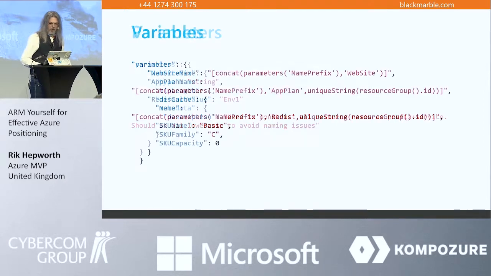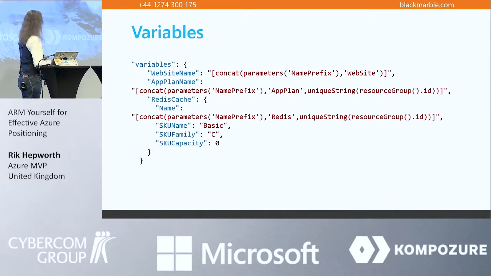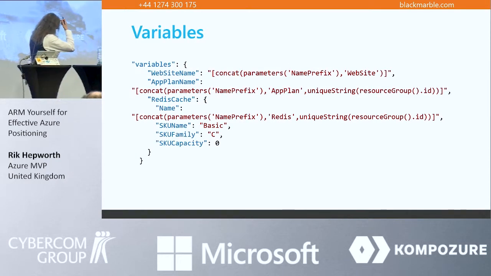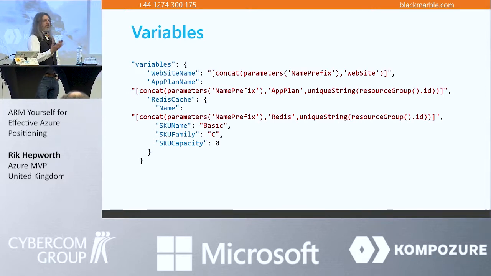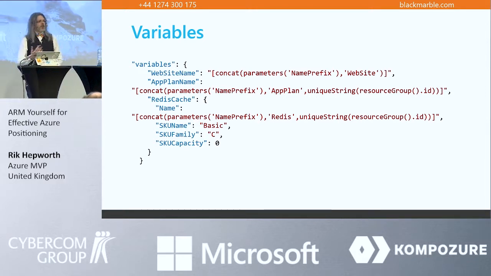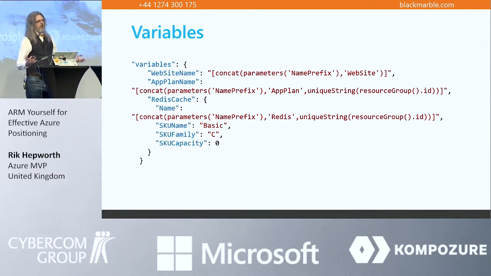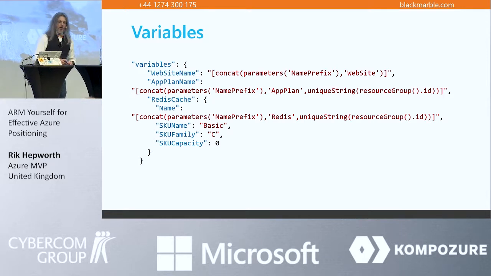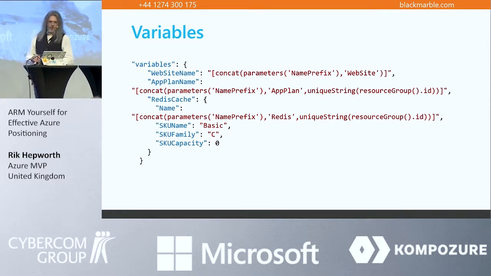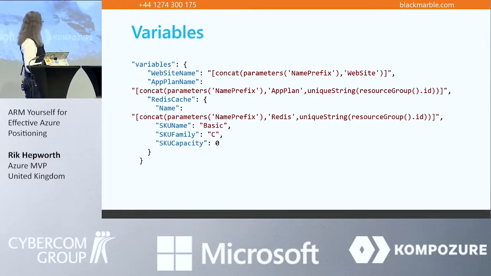Then we've got variables. Variables allow you to take what you've stuffed in as a parameter and start to do clever things with it. So you can do string concatenation in templates. You can do a bit of maths if you want to. You can do, as you can see there, this thing called unique string.